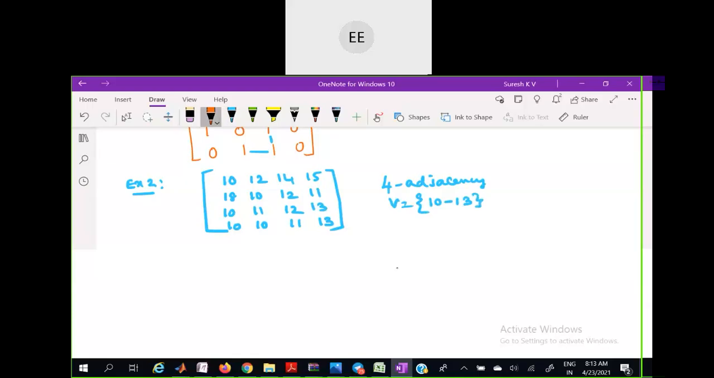I'll use red color now to show the adjacency, so it's easy for you. 10 and 12 are 4 connected, are 4 adjacent. These are 4 adjacent, 4 adjacent. 12 and 11 are 4 adjacent. These are 4 adjacent. I hope it is clear.